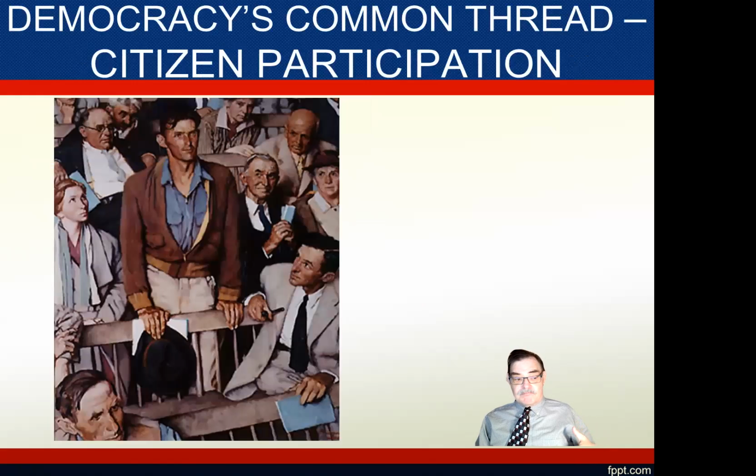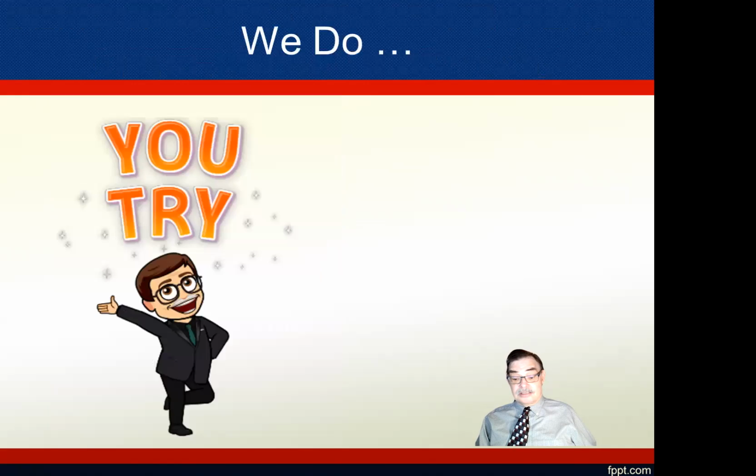What makes the two forms of democracy similar, the reason they overlap, is because a democracy's common thread is the participation of the citizen. In a republic, you have the participation of the citizen by way of voting, even though they are represented by others. And then in a pure democracy, everybody gets involved. So let's go a little bit further and see if we can tell the difference between them.